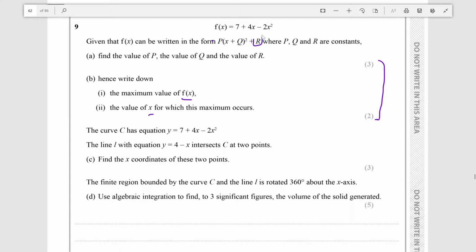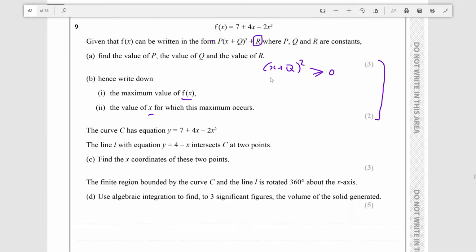This value r is the maximum of f(x), because (x plus q) squared, since it is something squared, will always be greater than or equal to 0. If it is equal to 0, that's the lowest value this can go. And r is a constant, it never changes. So r is the maximum value, especially in the case when minus 2x squared is the leading term, and so the graph tends towards negative infinity on both sides.